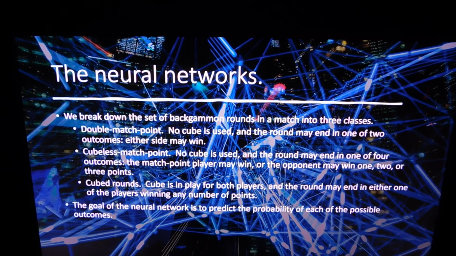Now, in every other case, when the cube is in play, the round could have quite a number of results. Either player could win, and they could win practically any number of points, bounded by however many points your match is being played for. And what's the goal of the neural network? Remember, a neural network is basically a giant math function that's calculating something. What are we calculating here? Well, we're trying to predict the probability of each of these outcomes happening.